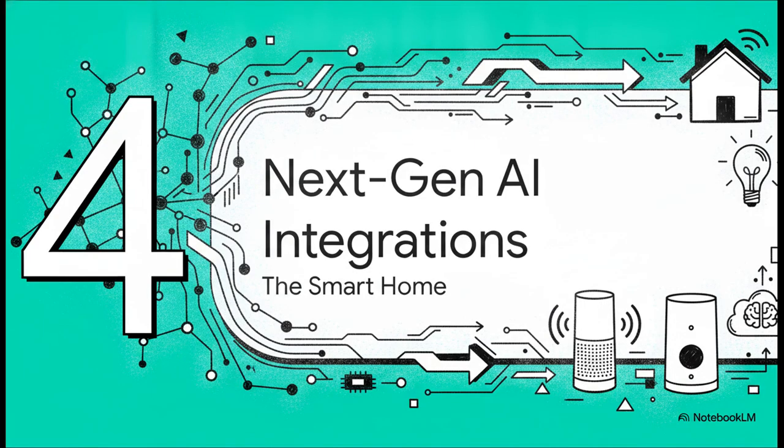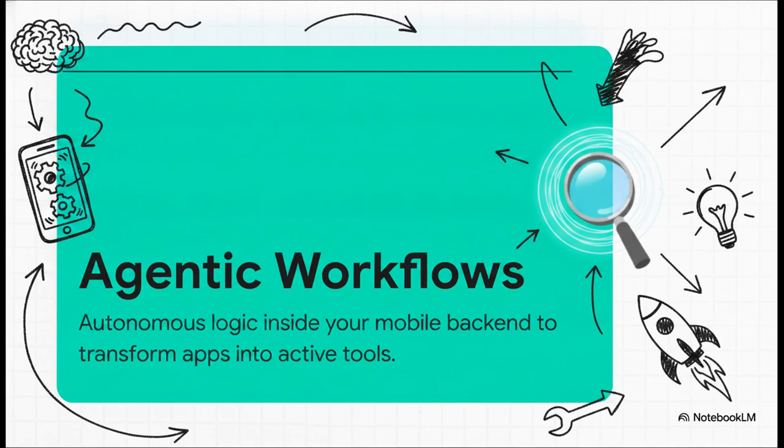Next up, Section 4, Next-Gen AI Integrations. We like to think of this as building out the smart home. Now, this brilliantly illustrates what is probably the most significant architectural shift in mobile tech right now: agentic workflows. By deploying autonomous logic directly inside your mobile backend, we're basically taking old, static apps, the ones that just sat there waiting for a user's click, and transforming them into proactive, active tools. The mobile landscape has decisively moved toward intelligent automation, and it is fascinating.